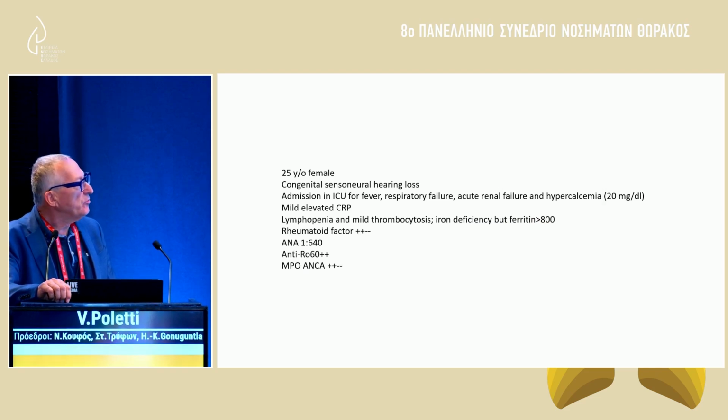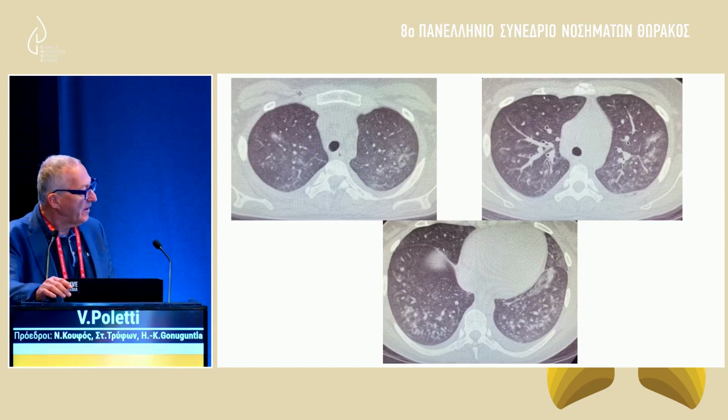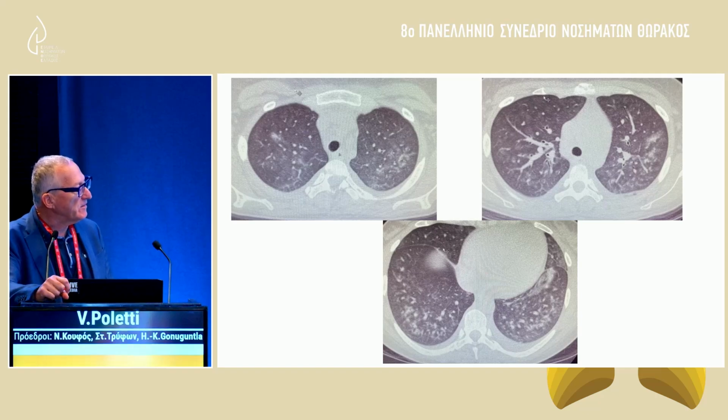Why? A 25-year-old female, with congenital sensorineural hearing loss, in the ICU for acute respiratory failure, renal failure, and hypercalcemia. Some autoimmunity in the background, even MPO ANCA positivity. So you could suspect vasculitis. You would say, okay, I need rituximab, plasmapheresis, or whatever. These are the CT scan nodules, with ground glass opacity.